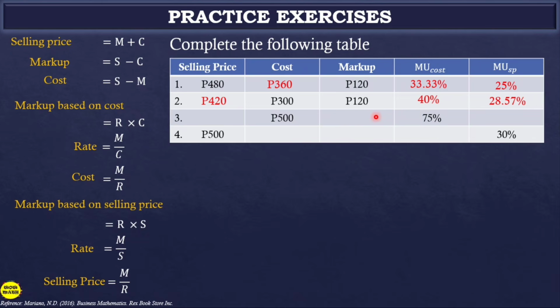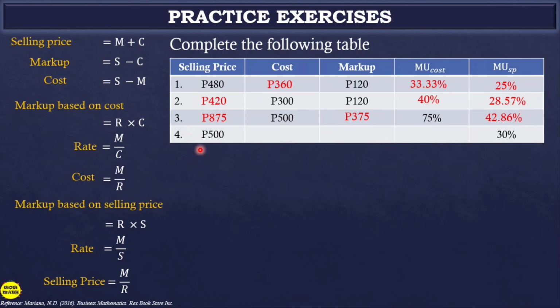So, paano natin kunin? Cost, 500 times 75%. So that will be 375. So yung markup natin is 375 pesos. So makukuha na natin yung selling price. Add lang natin tong dalawa. And that is 875 pesos. And then yung markup rate based on selling price, 375 divide 875 times 100, that is 42.86%.